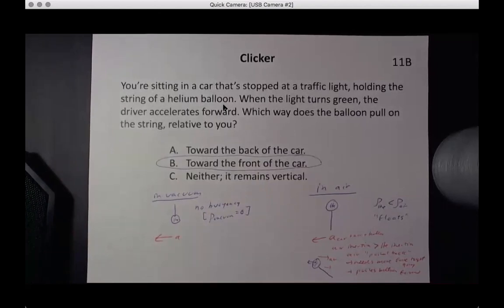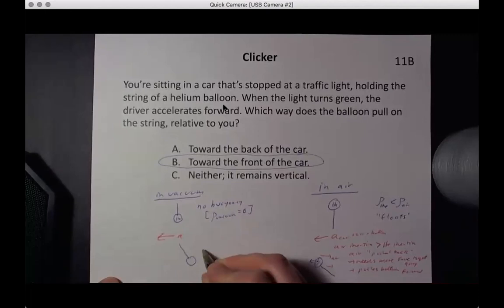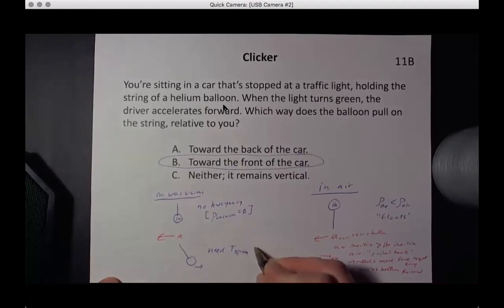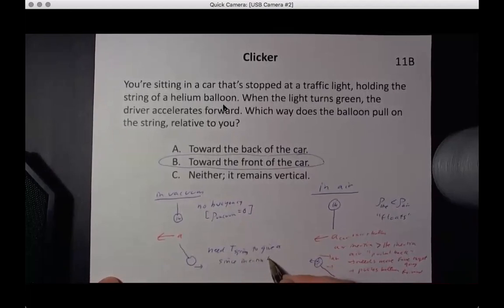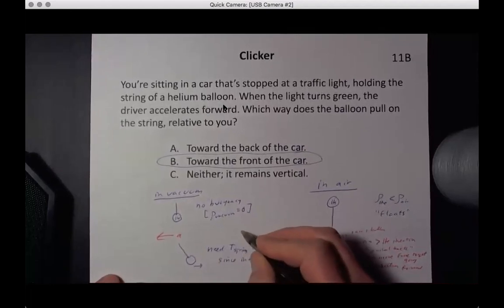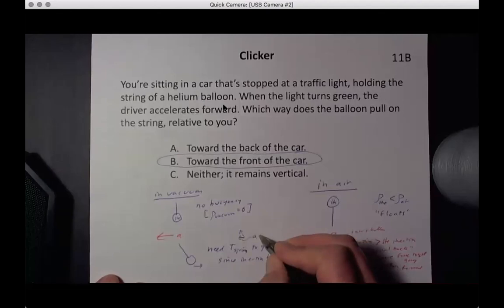And so this is just held back by inertia. It needs the tension in the string to give the acceleration, since inertia holds it. And so it needs the tension in the string, right? The string is pulling this way, so it has a component this way to give it a, and a component this way to correct for mg.